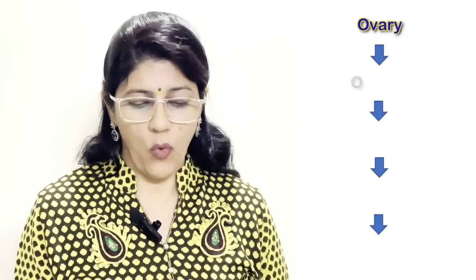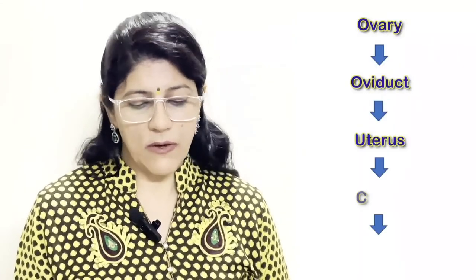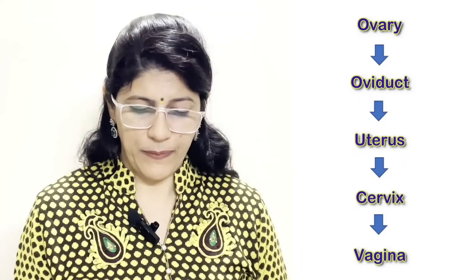Next is vagina, ovary, uterus, oviduct, cervix. So starting with ovary. Ovary, oviduct, uterus, cervix and vagina.